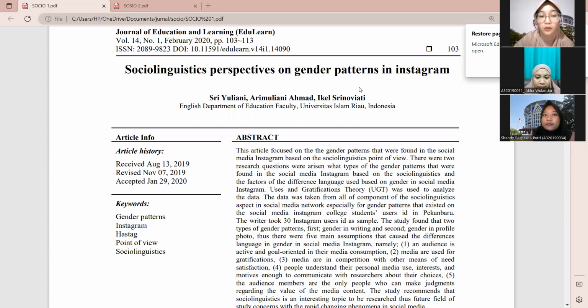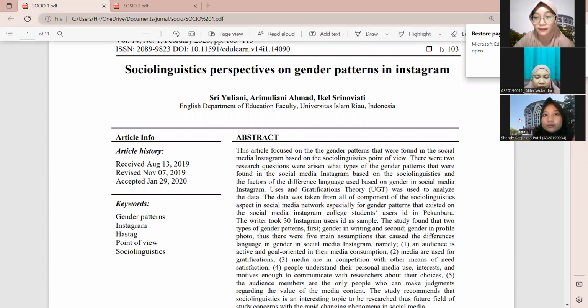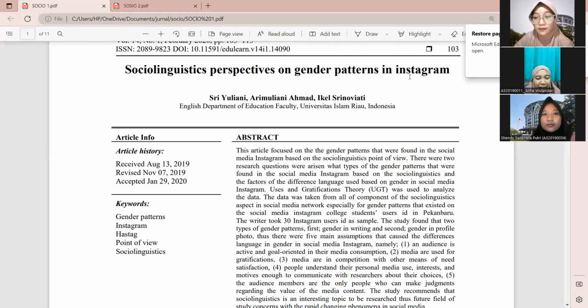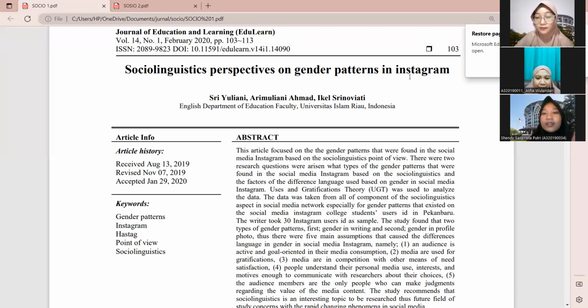We are from Sociolinguistics, and first we would like to introduce our team. The first one is me, Aida, Niehaya, and Zuhair. My student number is 83201900031. The second is Alifia Wulandari, my student number 83200190011. And my name is Shendy Sasprieta Putri with the student number 83201900034. Okay. This is about our first journal.